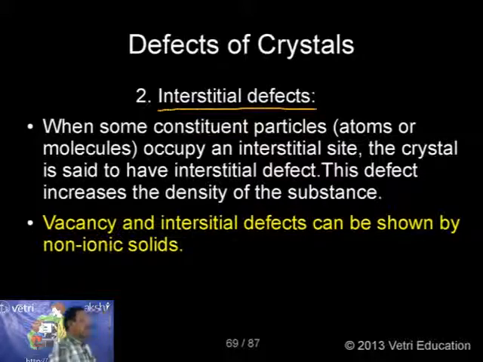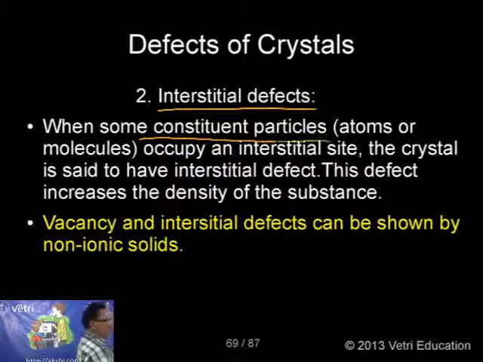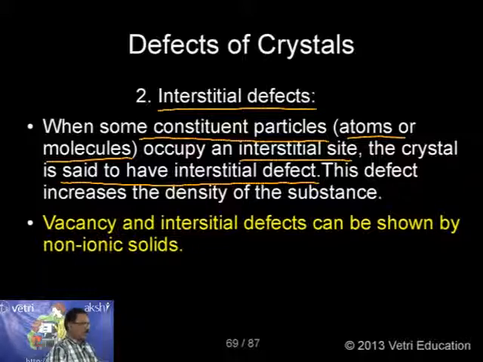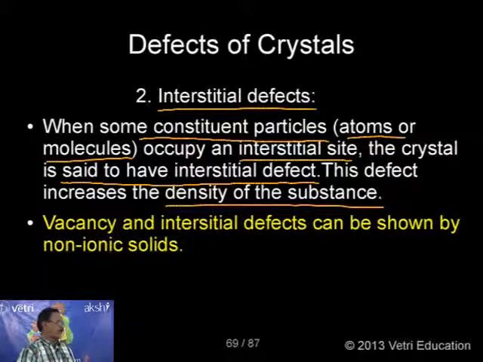Next is interstitial defect. The first one is vacancy defect, where one atom or ion is vacant. Interstitial defects: what is interstitial? When some constituent particles, it may be atoms, molecules, or even ions, occupy an interstitial site, the crystal is said to have an interstitial defect. Interstitial means between atoms. This defect increases the density of the substance because an extra atom is added inside, and when an extra atom is added, the density automatically increases.